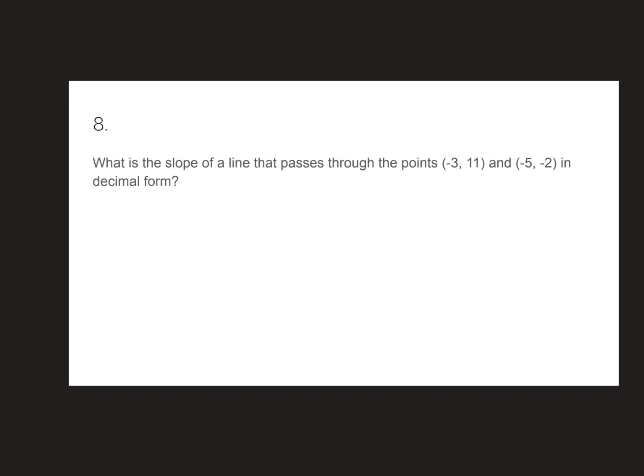So this one is easier. It just says, what is the slope of a line that passes through the points (-3, 11) and (-5, -2) in decimal form? So they're telling us this one's not going to work out nice and neat and pretty. All right, so I want you to pause it, and I want you to try to do this one. Label your points, plug it into the slope formula.